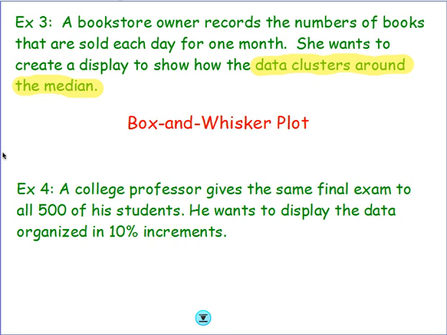Example 4, a college professor gives the same final exam to 500 of his students. That right there should be a big clue. 500 data values is a lot of data. He wants to organize it in 10% increments. So 2 important things there. 500 of his students, 10% increments. So you're taking 500 data values and breaking them into 10% ranges or groups. That right there is your histogram. So hopefully you got both of those right on your own.